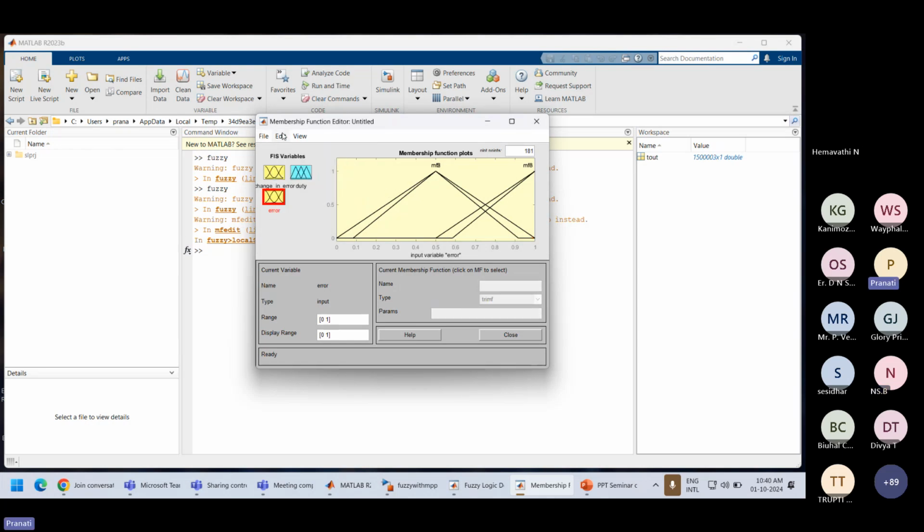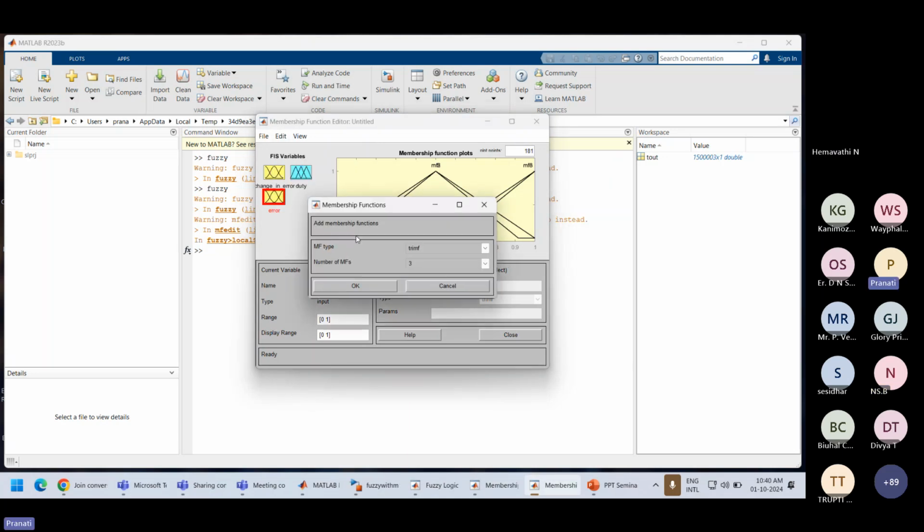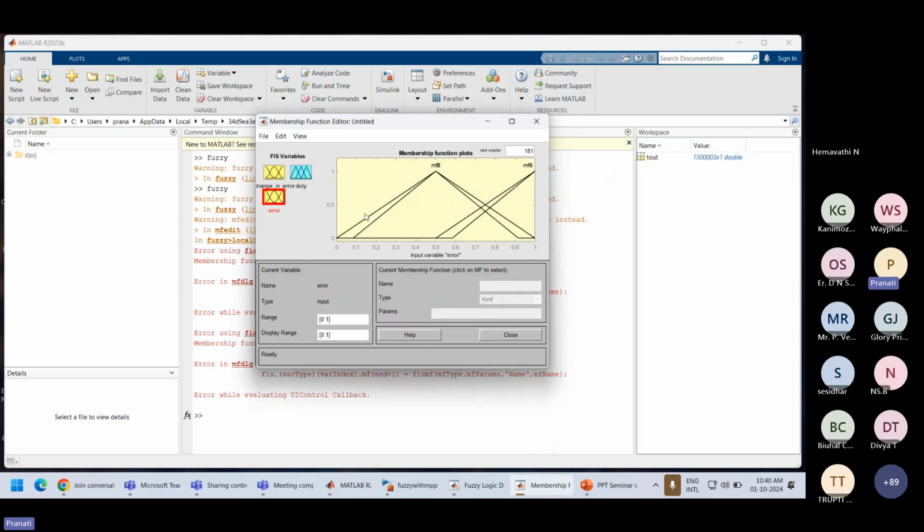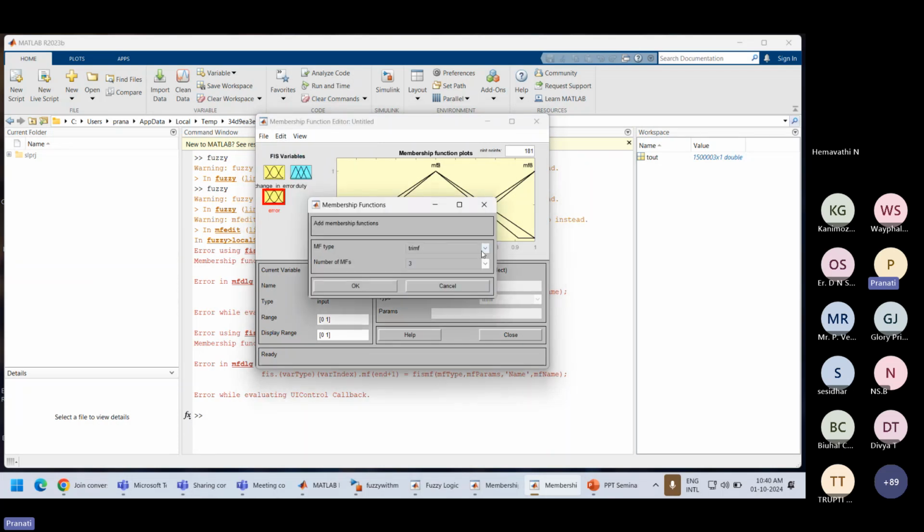We delete this one all. Then, in the rules, similarly, add membership function will add. Now this is the trapezoidal membership function. If I say trapezoidal membership function, it will add a trapezoidal membership function also. Different kinds of membership functions you can add from this graph plot.